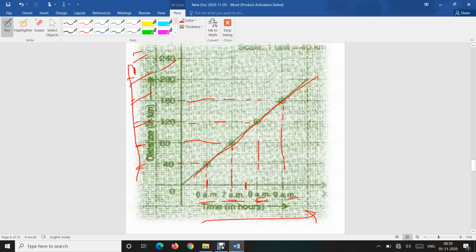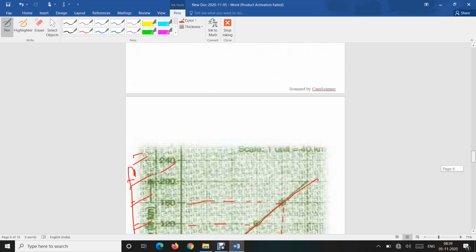So what will be there at 7:30 am? The car covered 20 kilometer distance. It will cover 20 kilometer distance. Okay.